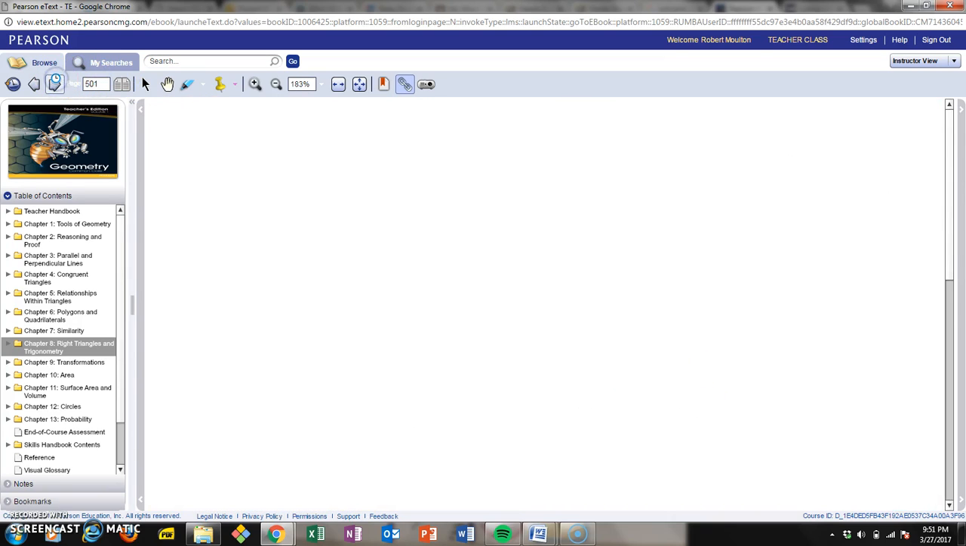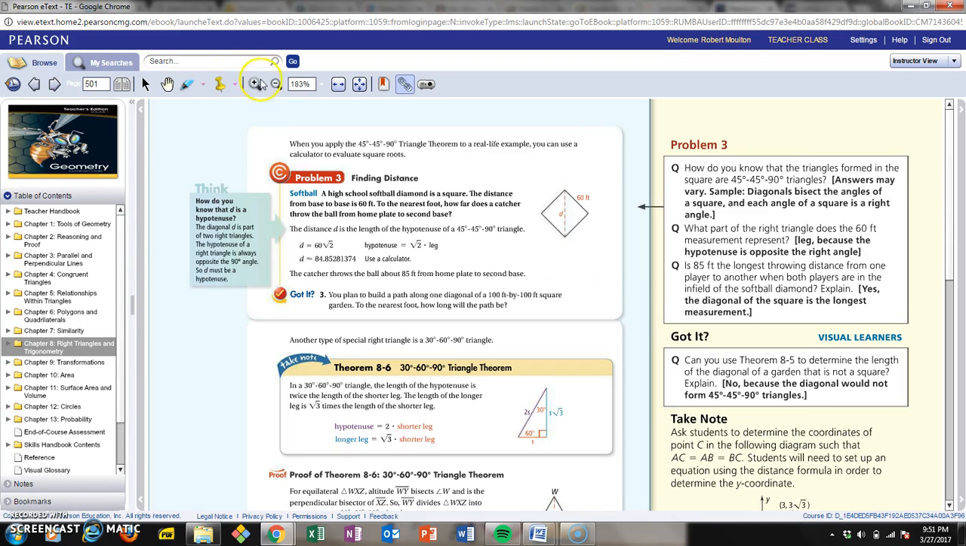Alright, on to the next page. Finding distance. Again, now we're just going to apply the 45-45-90 triangle. Here's a softball field. I bet a lot of you girls, and maybe guys too, I won't assume genders now, play softball. So we have 60 feet for each part of the base path. First base here, second base. And we want to know the distance from second base to home.